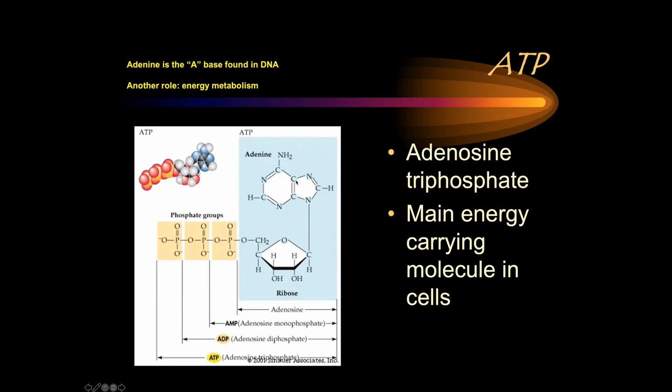This picture here shows the structure of an ATP molecule and its components. So adenine is the base shown here at the top. Ribose is a sugar, and the two of them together are called adenosine. If you add a phosphate group to the sugar, it's now adenosine monophosphate, two phosphates is diphosphate, three phosphates is triphosphate. That is ATP, and that is the energy molecule.